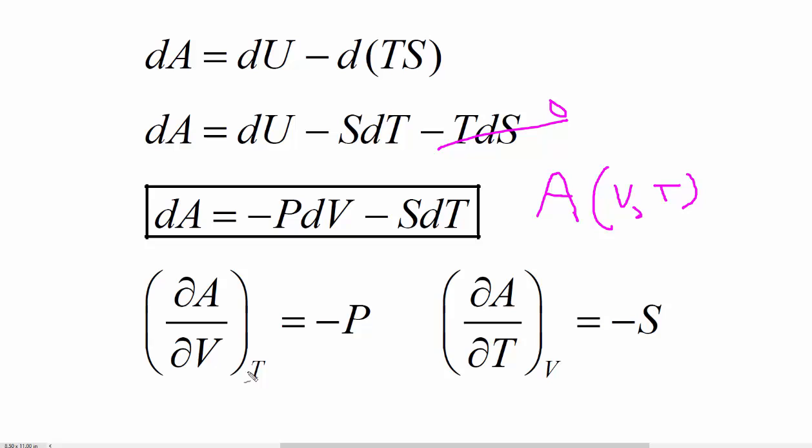Holding temperature constant, if we differentiate with respect to volume, we get minus the pressure. Holding volume constant, if we differentiate with respect to temperature, we get minus entropy as the derivative.